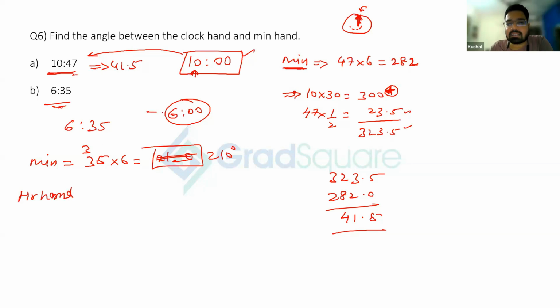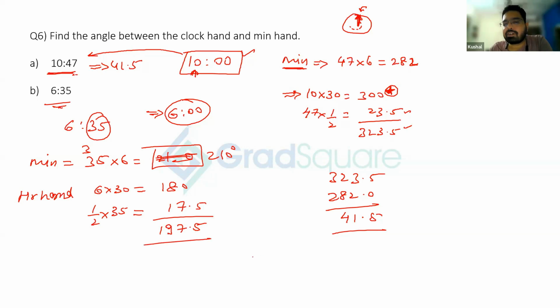For 6 hours, it would have moved 30 degrees each. 6 into 30 will give you what? 180 degrees. And for 35 minutes more, it would have been moving at a speed of half a degree per minute. So this will become 17.5. So this will become a total of 197.5. The difference of 210 minus 197.5 is 12.5. I hope all of us are clear. Any doubts, anyone on this?